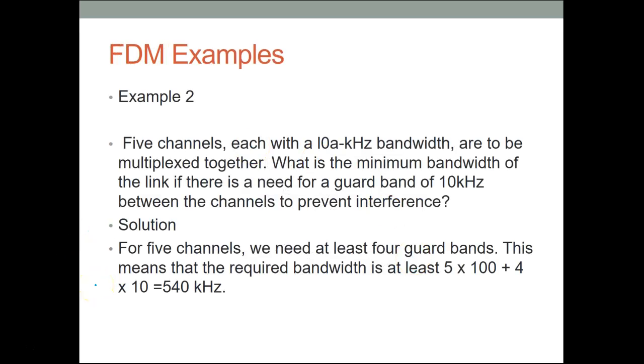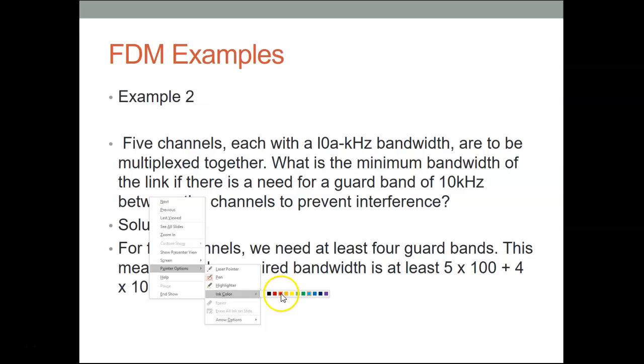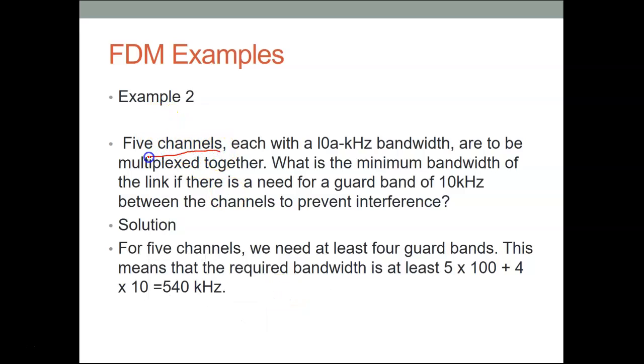Okay, let's take the second example. Here in the second example, what do we have? We have 5 channels. How many channels do I have? 5 channels, each with 100 kilohertz bandwidth. So each channel is 100, and the total is 500. They are to be multiplexed together.